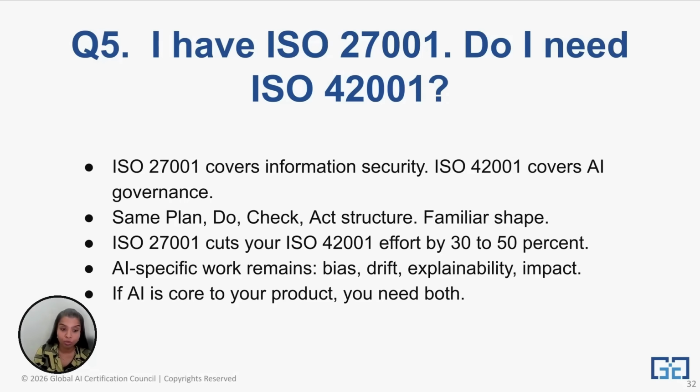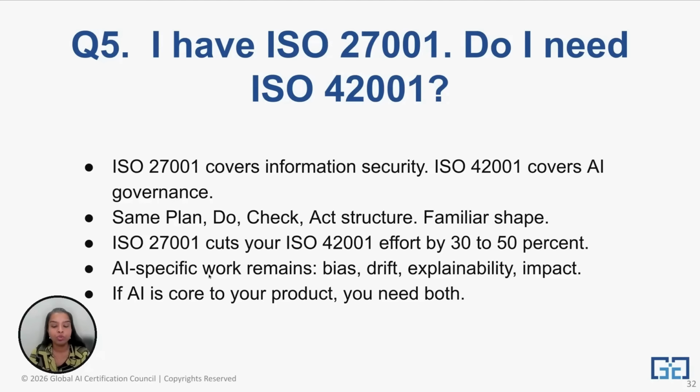Do I need ISO 42001? Remember that ISO 27001 covers information security, whereas ISO 42001 covers AI governance, which means if your organization is moving into AI and it is required to be in accordance with any laws or regulation, you need ISO 42001. ISO 42001 has the same structure as that of ISO 27001, which is plan, do, check, and act. If you already have done 27001, it will reduce your effort of 42001 by 30 to 50%.